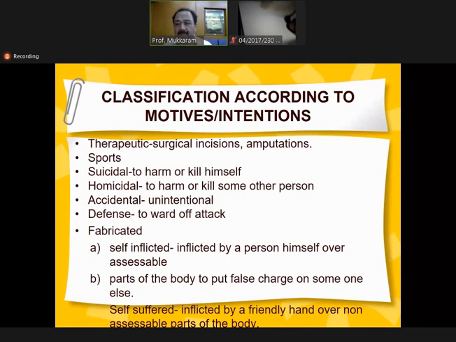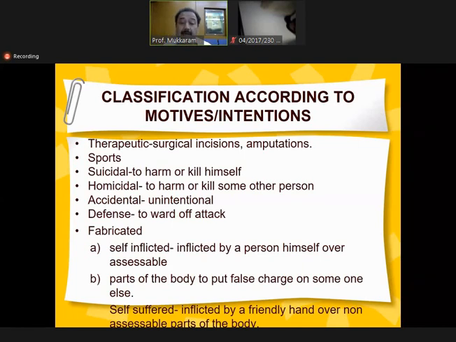Maybe it's a sharp knife, you cut your finger and you start bleeding like anything, and you start running towards the washroom, etc. This is accidental injury. Defense wounds are there when the person attacks another person, the victim. He tried to save himself, and the injuries will be there on the hands, and these are called the defense wounds. There are few injuries which are called fabricated injuries.